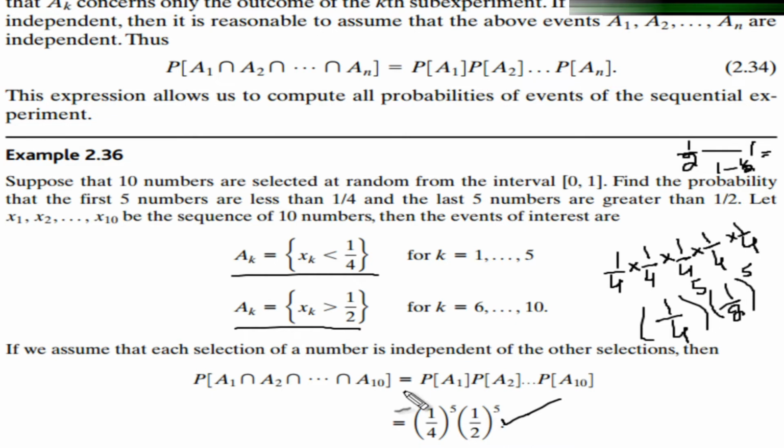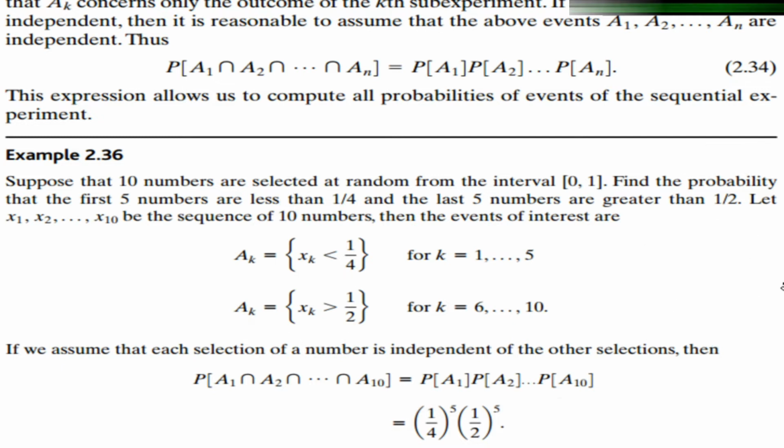You can see that these are basically independent events. Picking one number does not depend upon the previous number, so all the events are independent, and we can multiply their probabilities as well. Okay, let's move on.